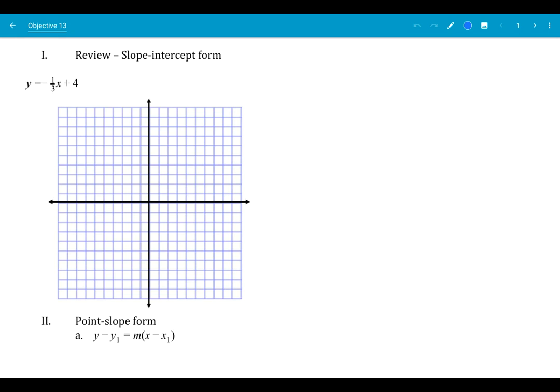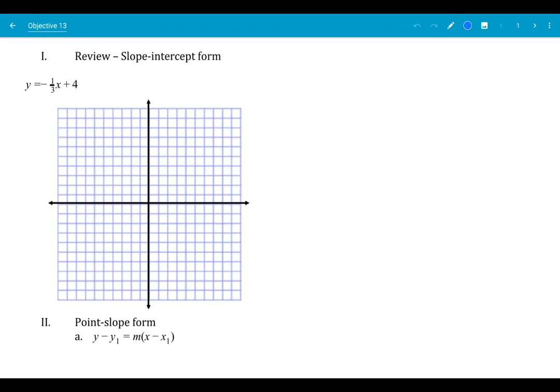All right, everybody. Today we're looking at a new way of graphing linear equations. We're going to be looking at point-slope form, but first we're going to do a quick review of slope-intercept form. So first, try this graph.